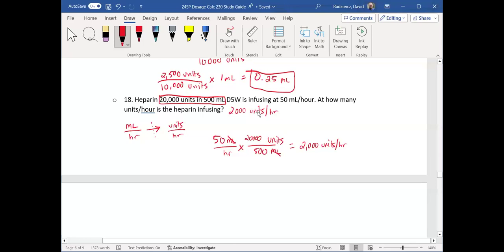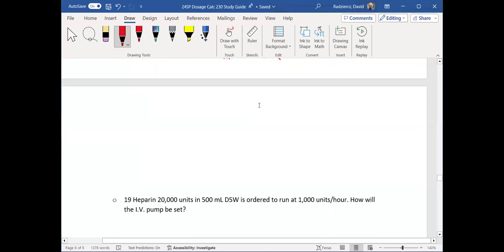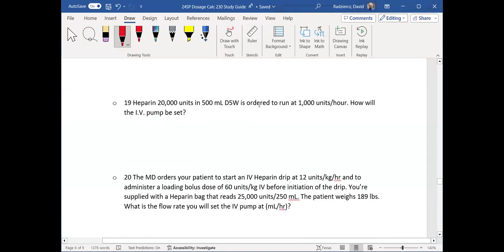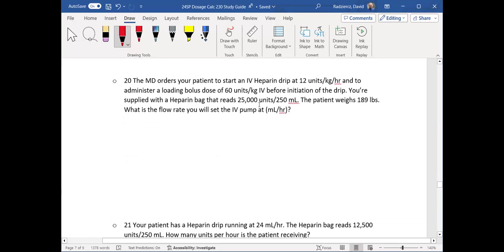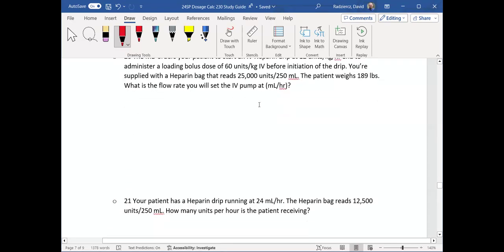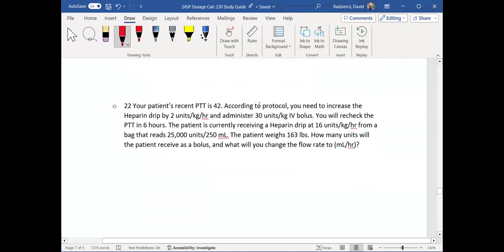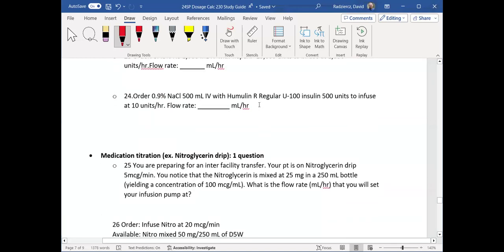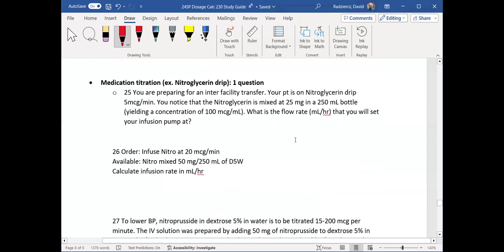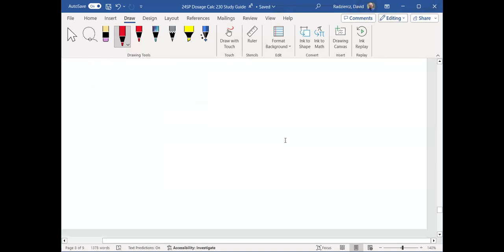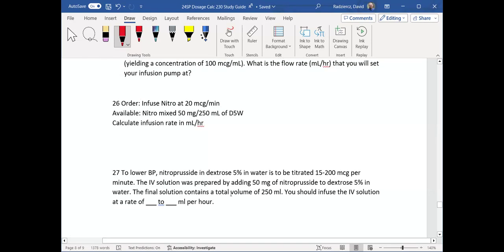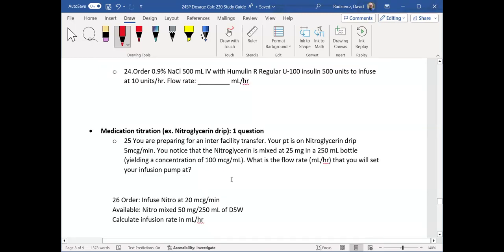All right, now there should be a question on here about the nitroglycerin drip. Let me just find that real quick. Here we go. Maddie did a really good job of giving you some alternative scenarios. So let's start off with this one here.